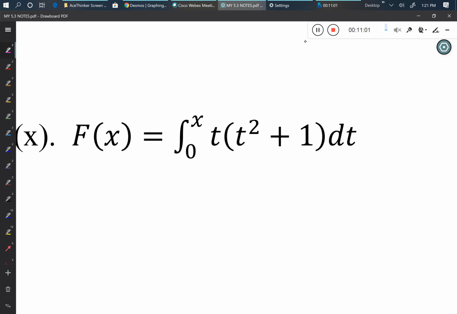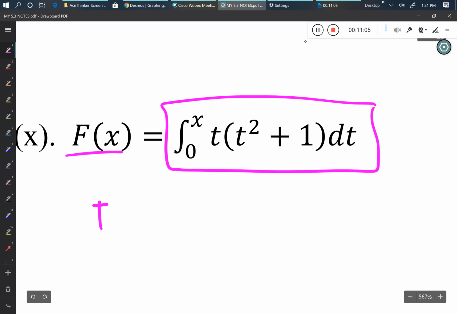Okay. So if f is equal to this, what's f prime? Well, what do you do when you take the derivative of the integral? You call this little f of x, or in this case f of t, and you plug in the upper limit.